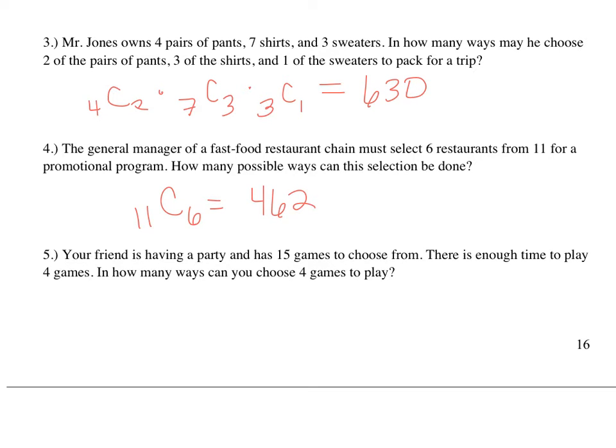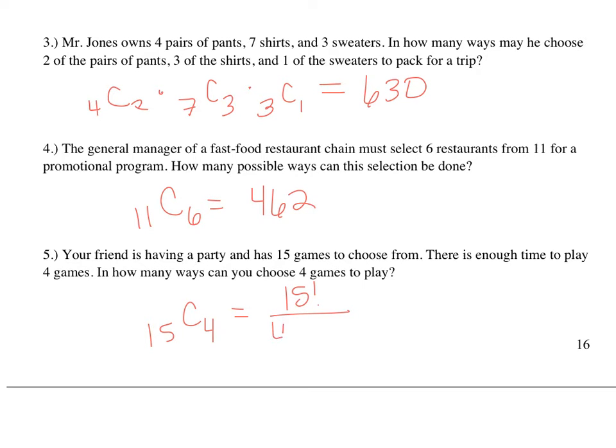Number 5, your friend is having a party and has 15 games to choose from. There's enough time to choose 4 games. How many ways can we do that? 15 choose 4. So on a graphing calculator, remember, you can just enter that 15, math, probability, option 3, 4, hit enter. If you're on a scientific calculator, it may or may not have these formulas stored in them. If they don't, remember, you can always just use the actual formula.